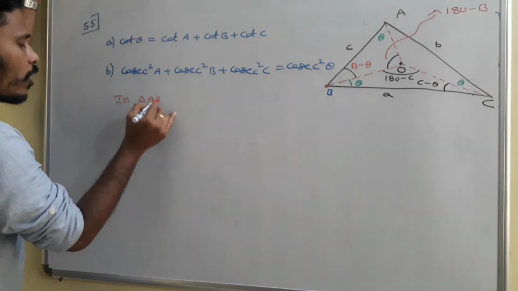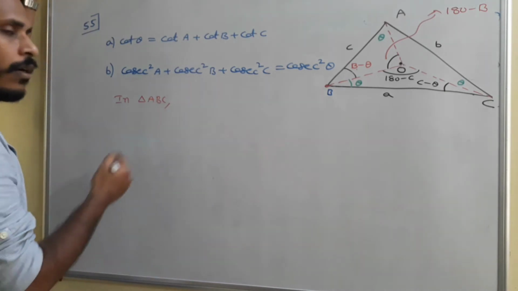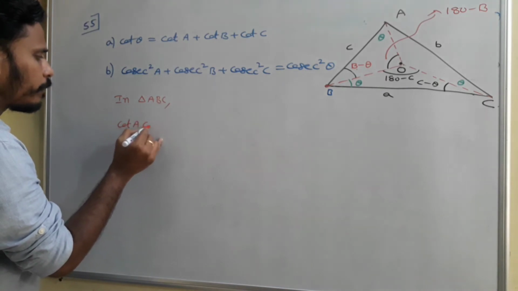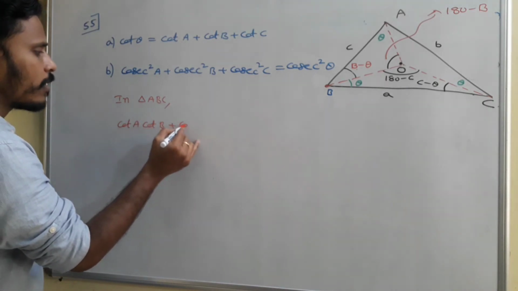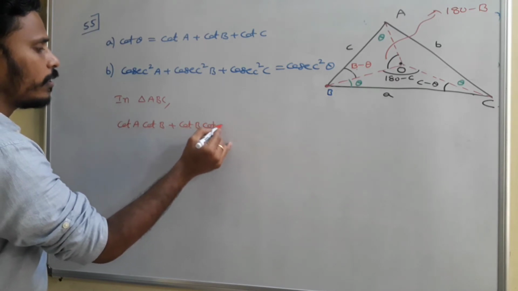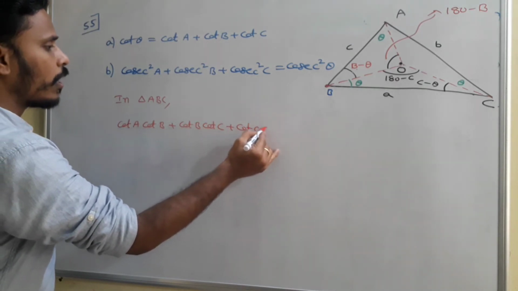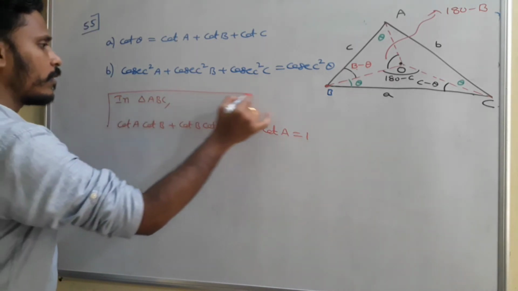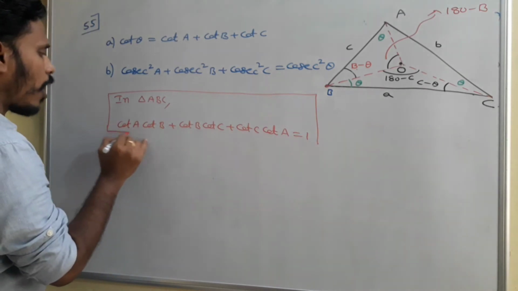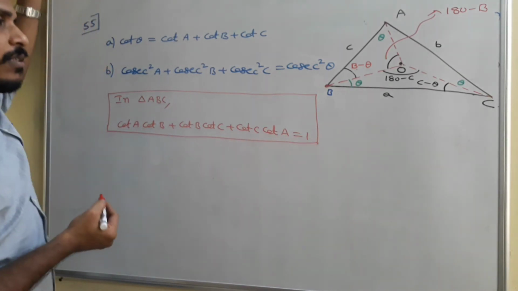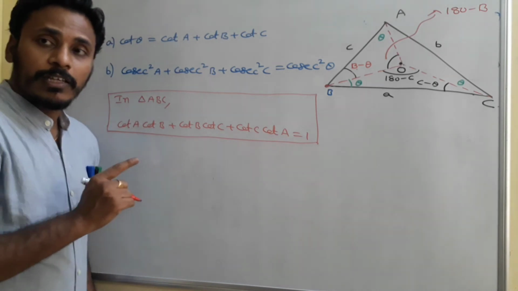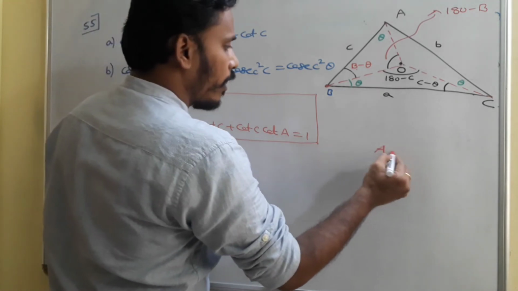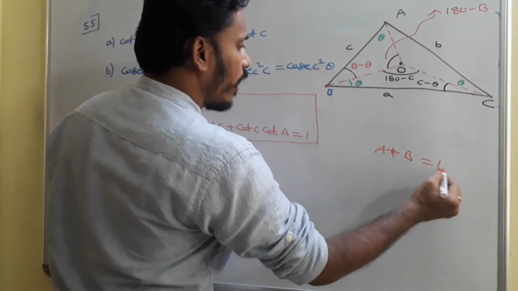In a triangle ABC, already we did it in compound angles: cot A cot B plus cot B cot C plus cot C cot A is equal to 1. This is one idea we have in our brains. A plus B plus C is 180 degrees, right? Since A plus B plus C is 180, that means A plus B is 180 minus C.